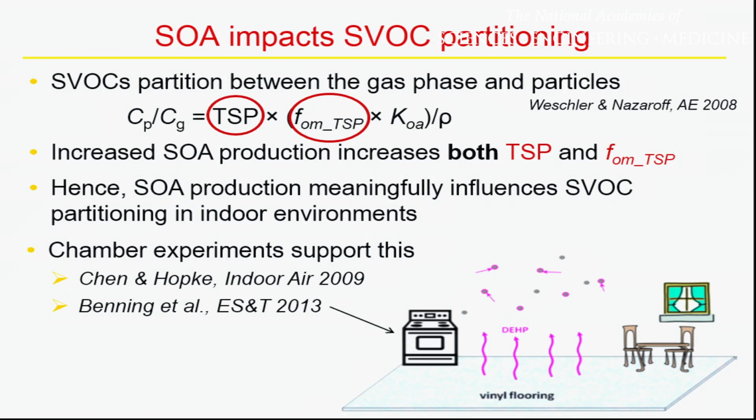The concentration of airborne particles times the fraction of organic matter in the airborne particles times the octanol-air partition coefficient divided by the density of the organic matter. I've circled the TSP, the airborne particles, and the fraction of organic matter because when SOA increases, both the TSP and the fraction of organic in airborne particles go up. It's a double hit. So you're really having an impact on the partitioning of the SVOC when you increase SOA. And there's a number of chamber experiments that support this anticipation. The little figure on the right comes from a paper by Jennifer Benning, John Little, and colleagues.